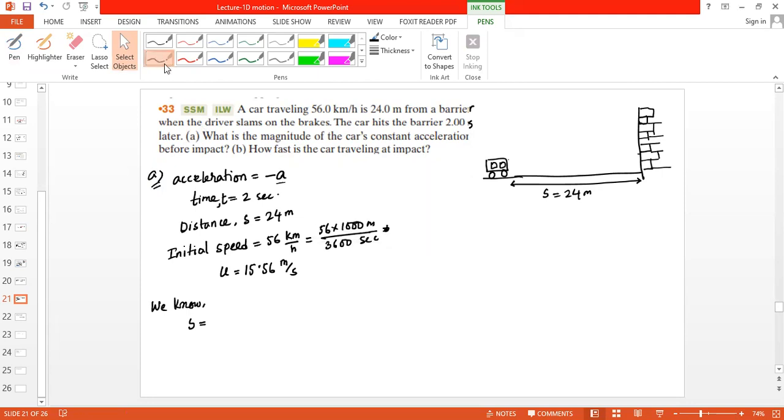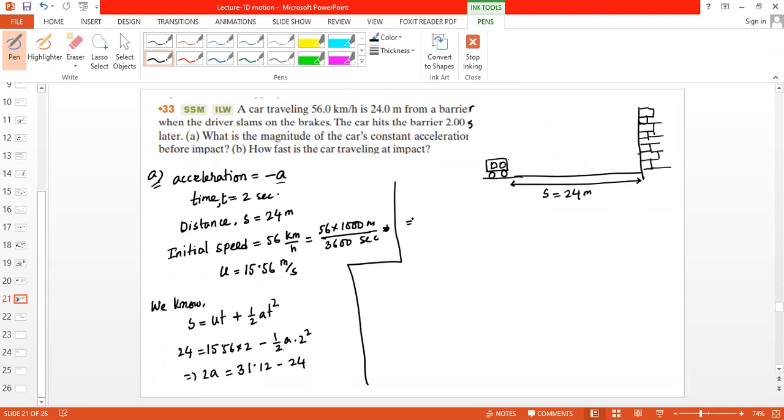So s equal to ut plus half at square. S is 24 meter equal to u, 15.56 into 2 minus 1/2 a t square into 2 square. That means if I put it in this side, it should be like 4 by 2, that is 2a, twice a equal to 31.12 minus 24, right?